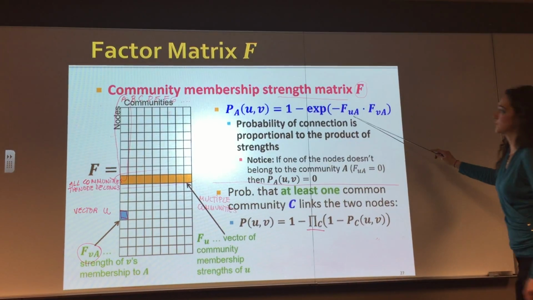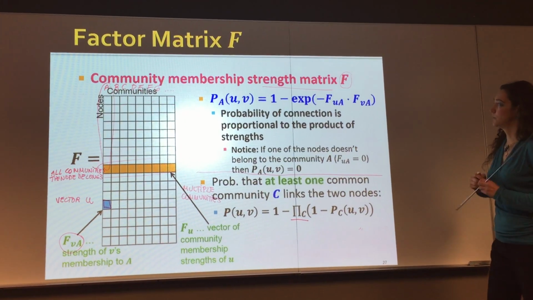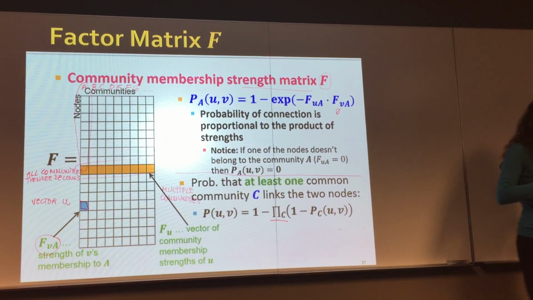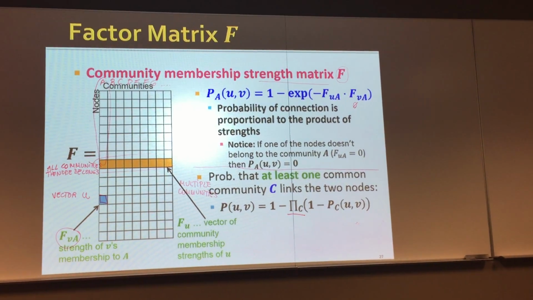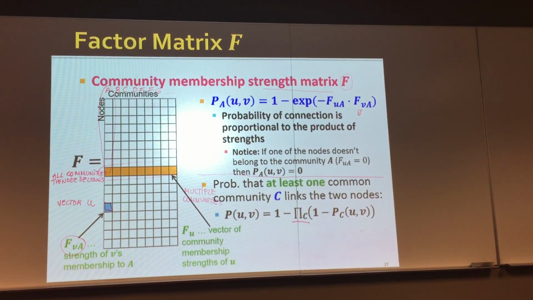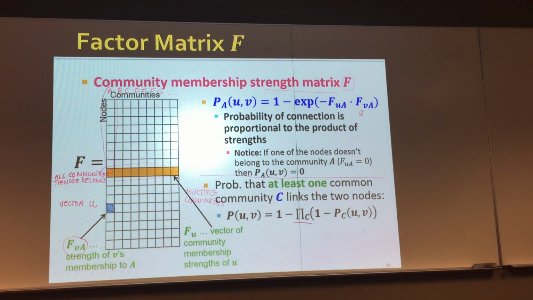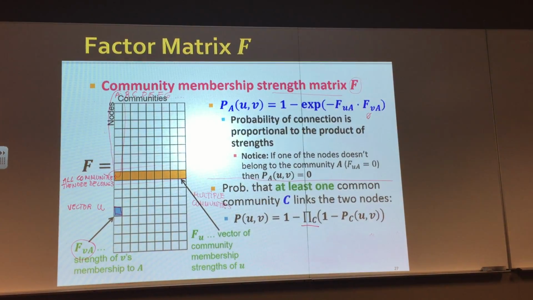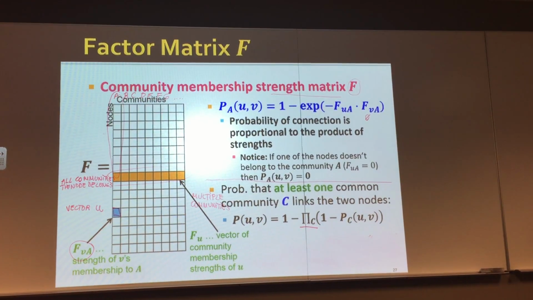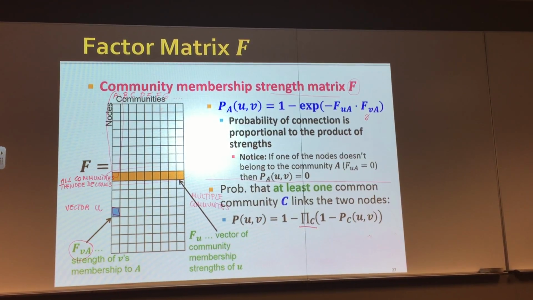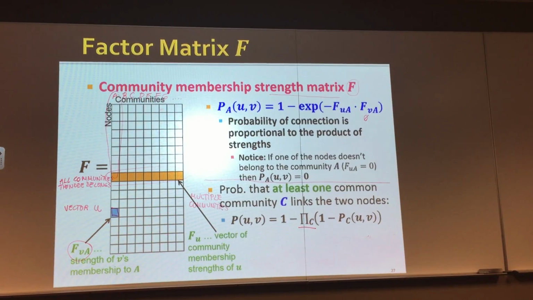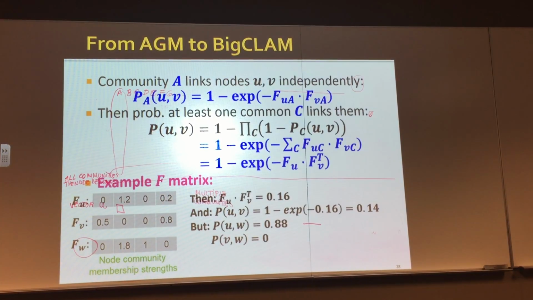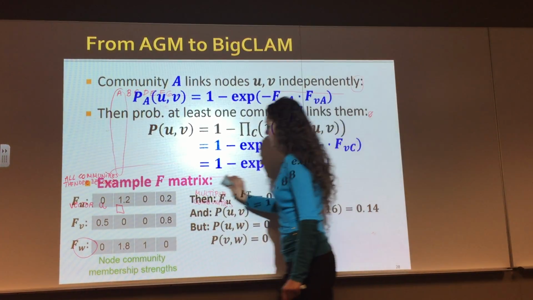If one of the nodes does not belong to that particular community, then this will be 0 and the product will be 0 and the probability will come up to 0. Let's see an example of that. So we have seen the formula.